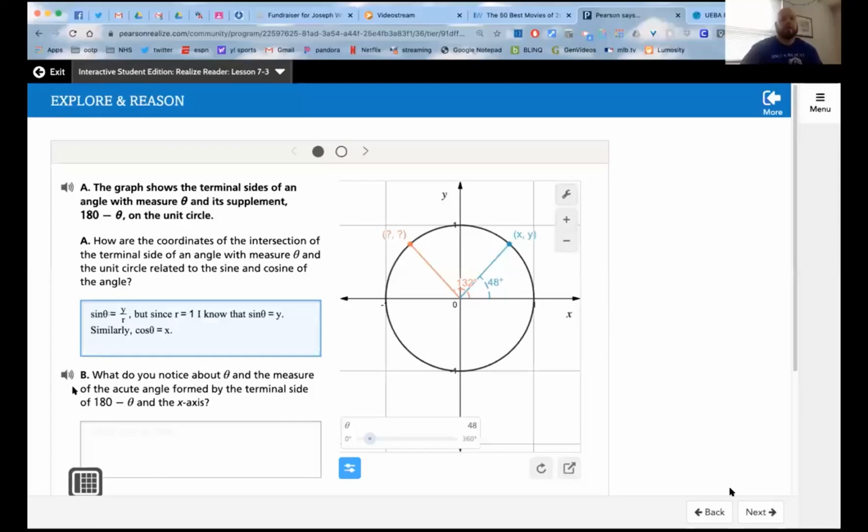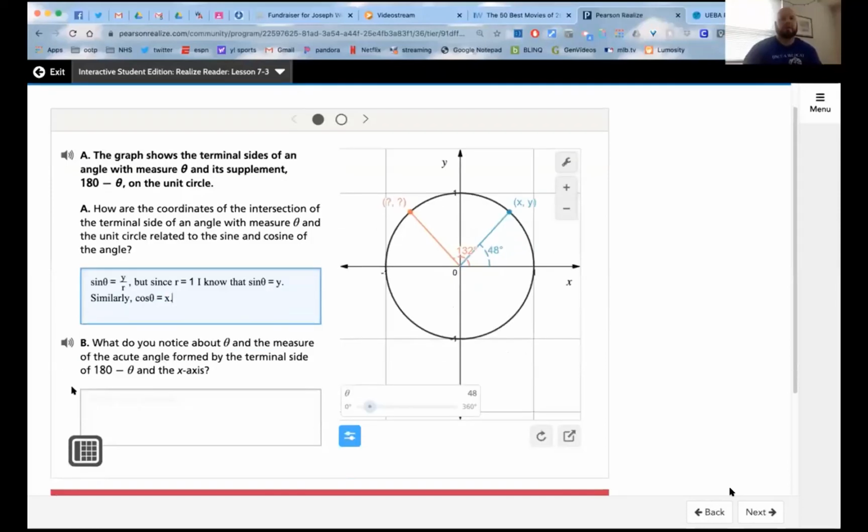Part B says, what do you notice about theta and the measure of the acute angle formed by the terminal side of the supplemental angle and the x-axis? So this might be kind of tricky. I'm going to jump back over to my other screen so I can write on the screen again.